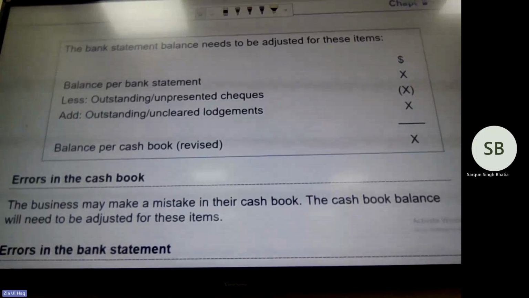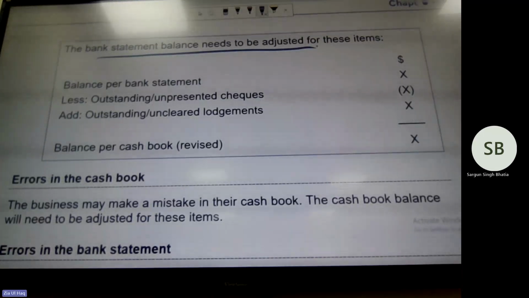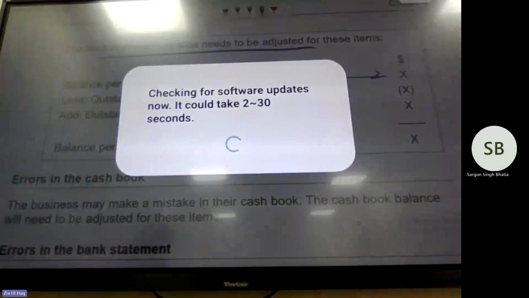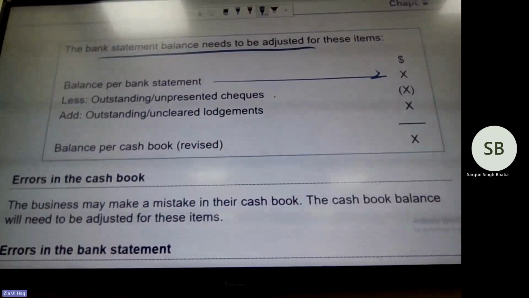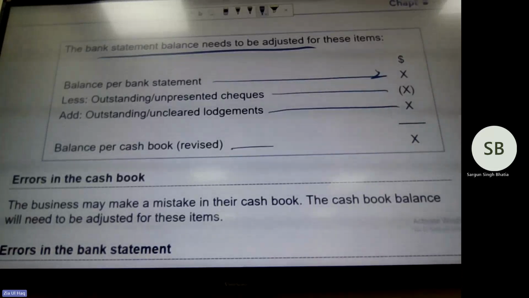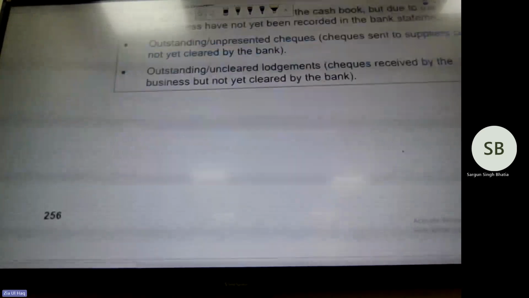And this he has shown. If the difference is not due to our mistake, we need to adjust in the bank statement rather than the cash book. How are we going to adjust? We need to write down the balance, positive. And then we need to deduct a benefit, add losses, and then we will have a revised balance as per cash book, which we have discussed previously.